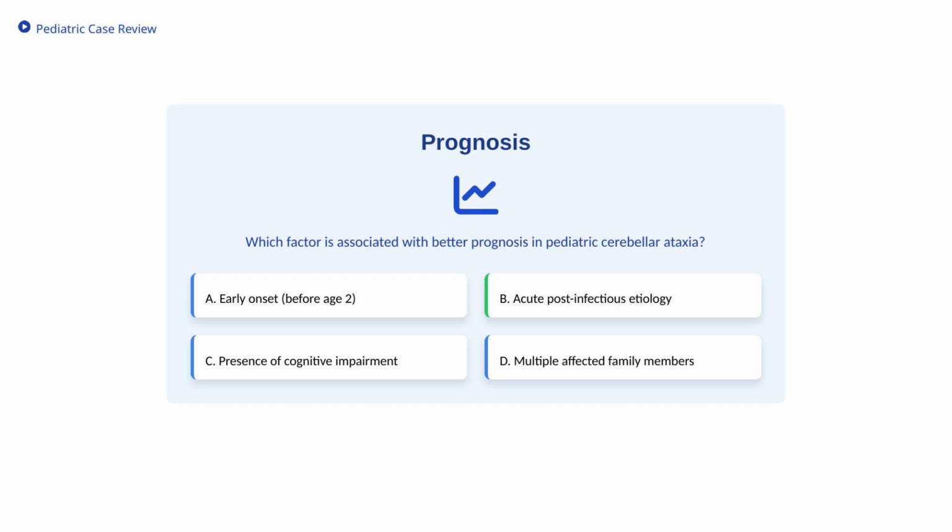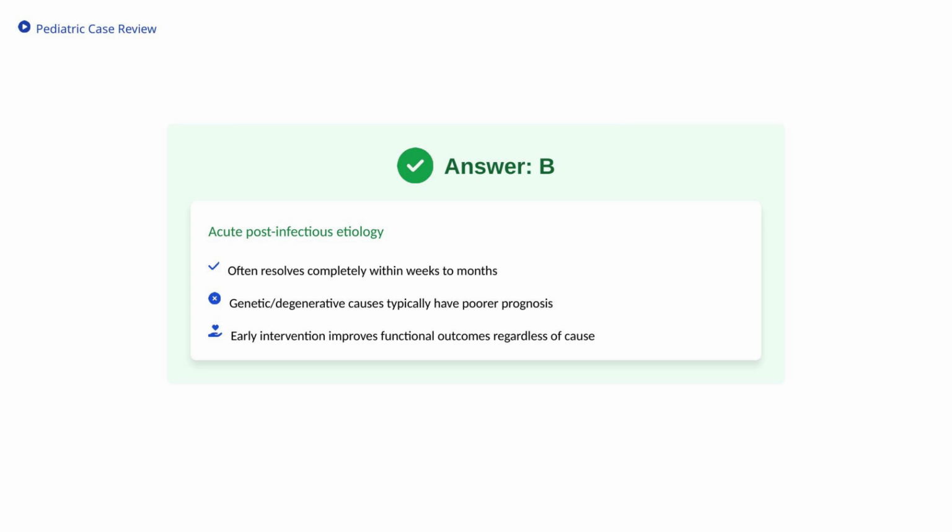Regarding prognosis in pediatric cerebellar ataxia, which of the following factors is generally associated with a more favorable outcome? Is it A. Early onset before age 2 years, B. Acute post-infectious etiology, C. Presence of cognitive impairment, or D. Multiple affected family members? The correct answer is B. Acute post-infectious cerebellar ataxia generally has the most favorable prognosis among these options. Most children with this condition recover completely within weeks to months.